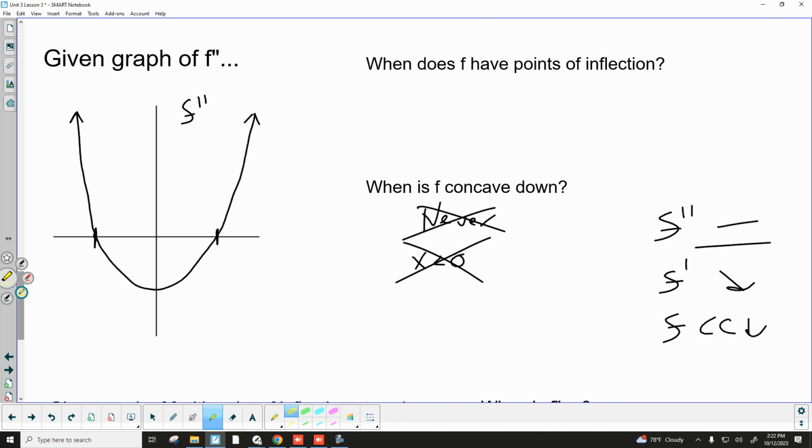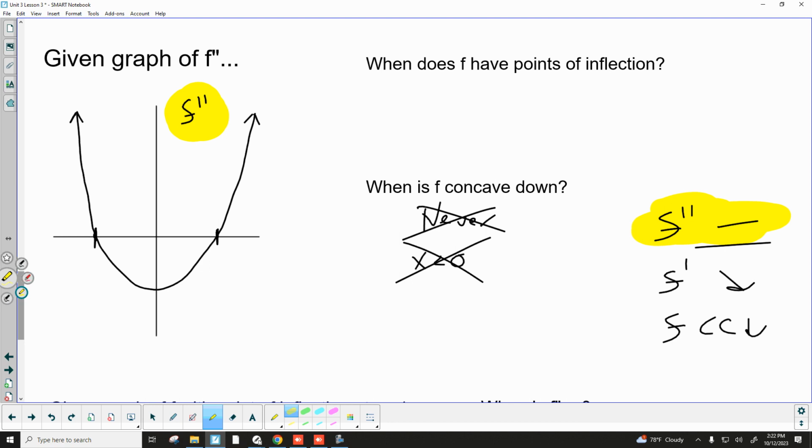Now tell your neighbors, when is F double prime negative? That's the chart. It's -1 to 1. Is it an arrow down or is it meant to be concave down? This is concave down with an arrow down. Why is it -1 to 1? Because here is when F double prime equals 0. Here is where F double prime is positive.